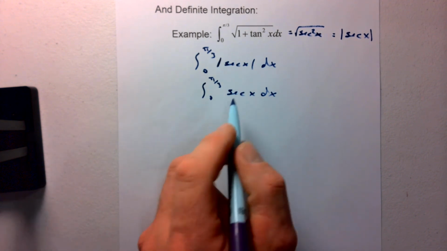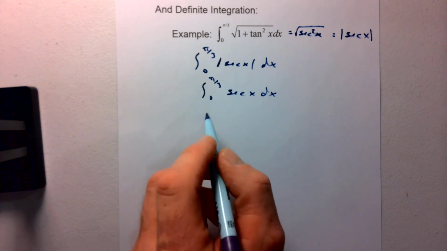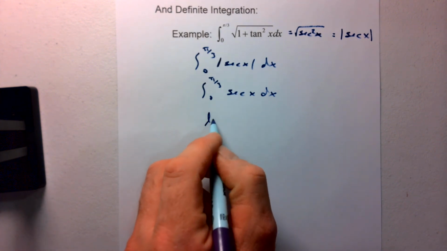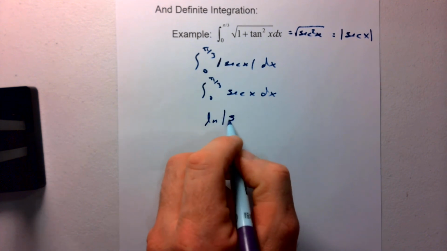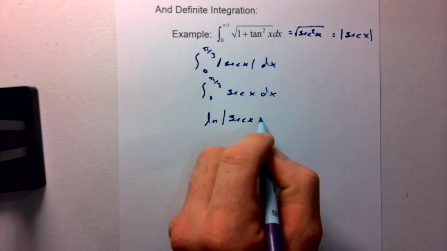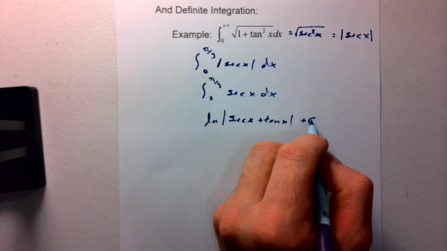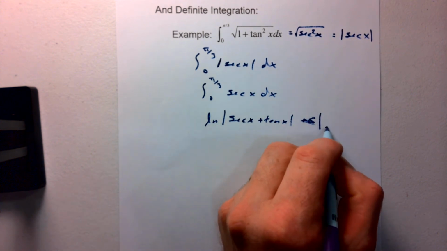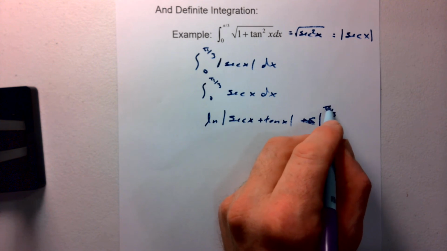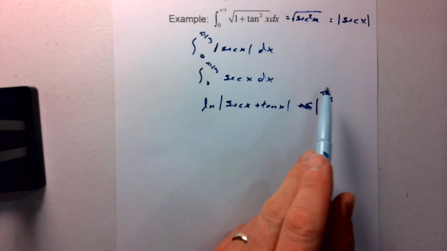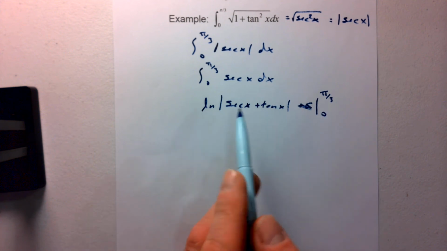That, again, is going to be one of our trig identities. So the secant integration is going to be the natural log of the secant of x plus the tangent of x. Plus, we don't need our plus c, do we? We have a definite integration, 0 to pi over 3. All right. So now we can go ahead and plug in our pi over 3 minus plugging in our 0.